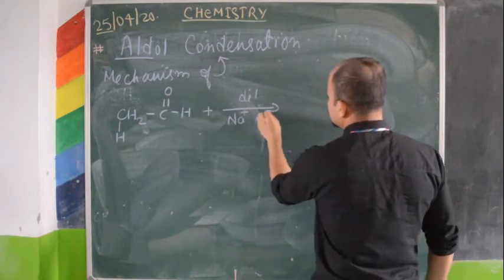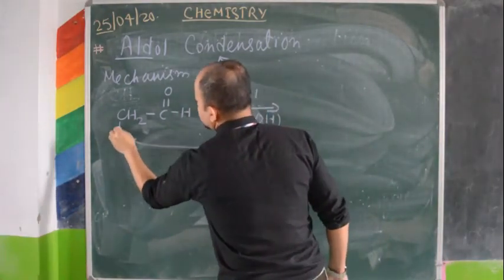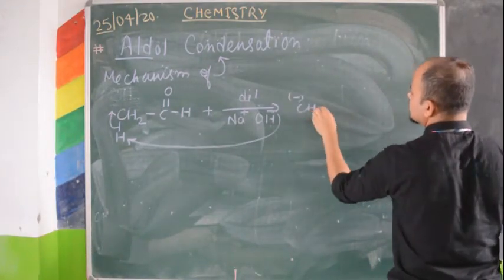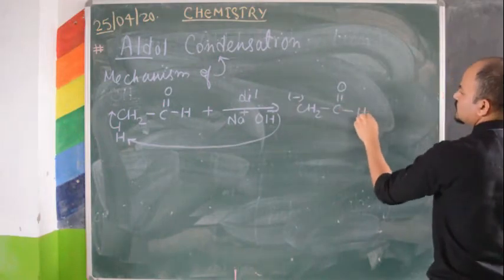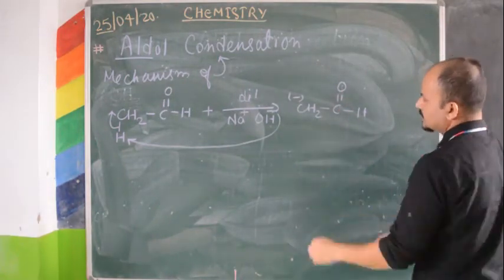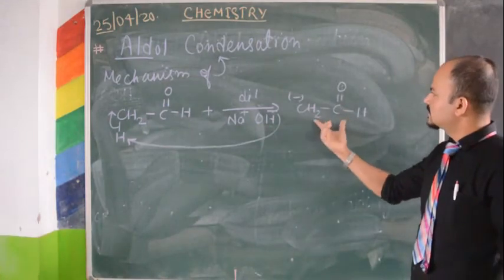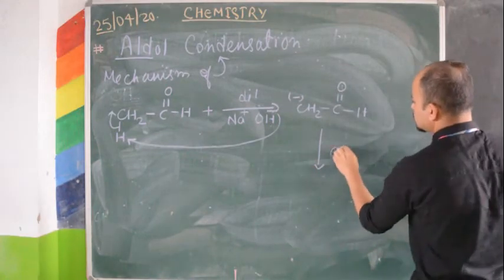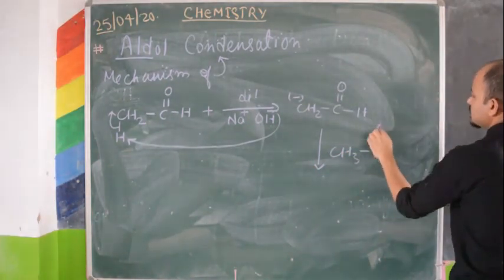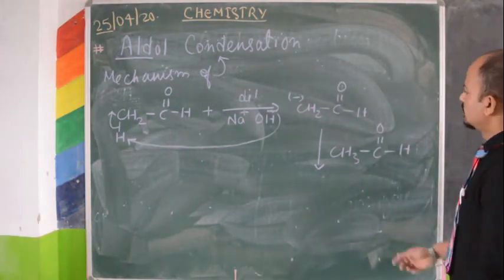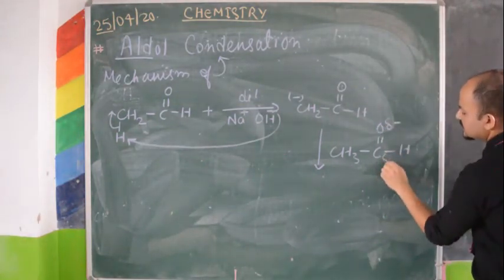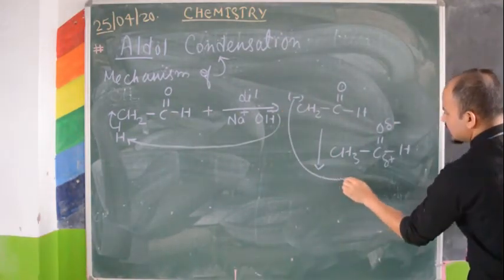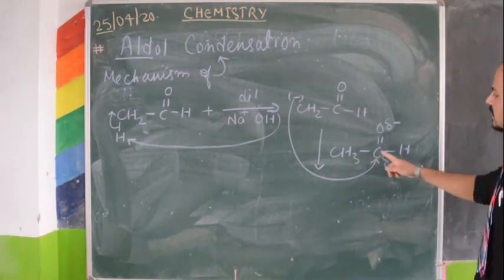So what will happen? This OH minus will take up this proton. You will be having a negative charge over carbon. So CH2 minus, C double bond O, H. This is the one molecule which has been converted into this negative charge. We have another molecule also, another molecule of acetaldehyde, CH3 C double bond O, H. This oxygen is delta negative, this carbon is delta positive, as I have already told you. Now, this negative charge will be bonded with this carbon.